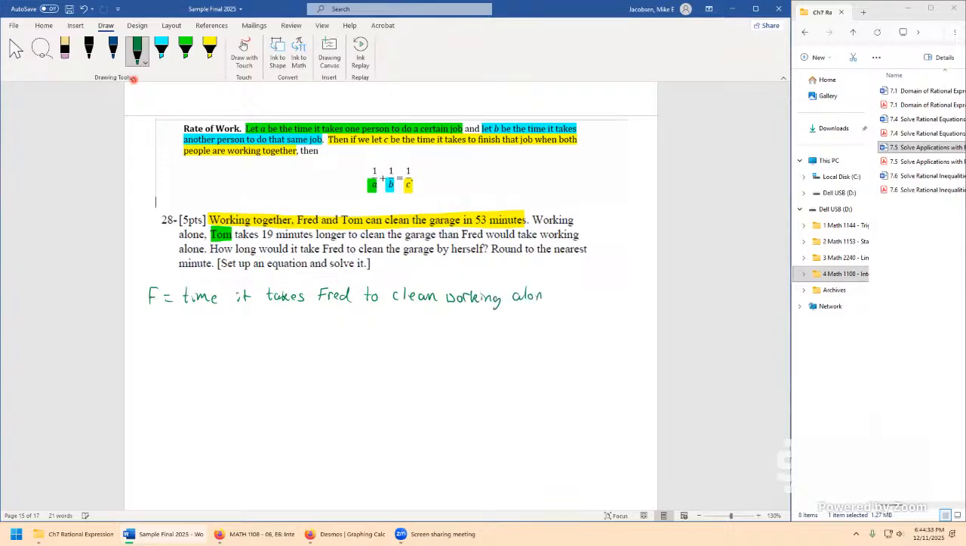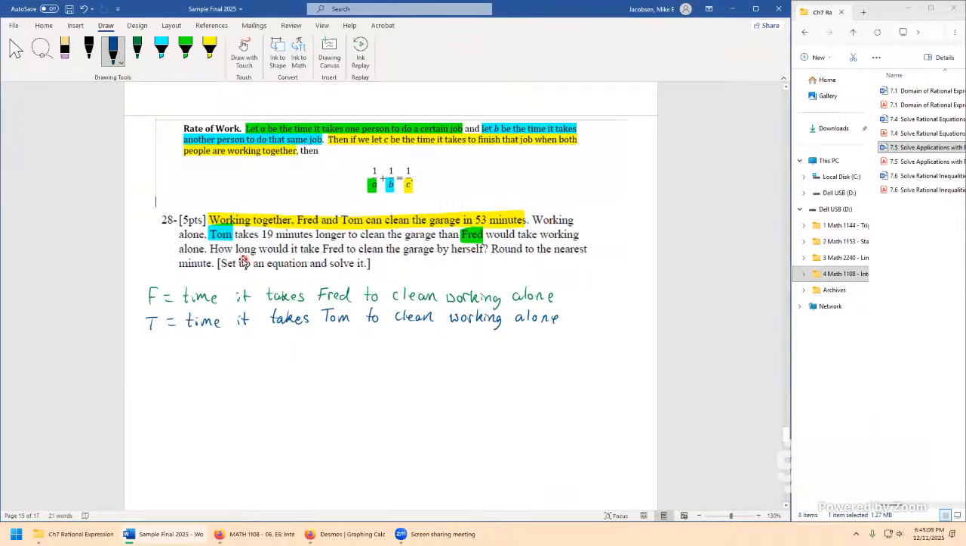Working alone. There's also, let's see here. I color coded that in a weird way. So F is for Fred. Let's see if we can fix this. And T is for Tom. T is going to be equal to the time it takes Tom to clean working alone.